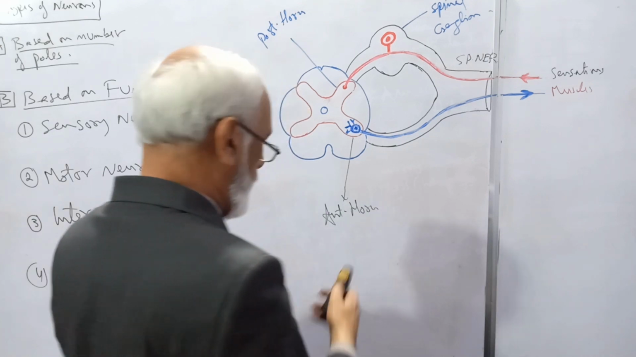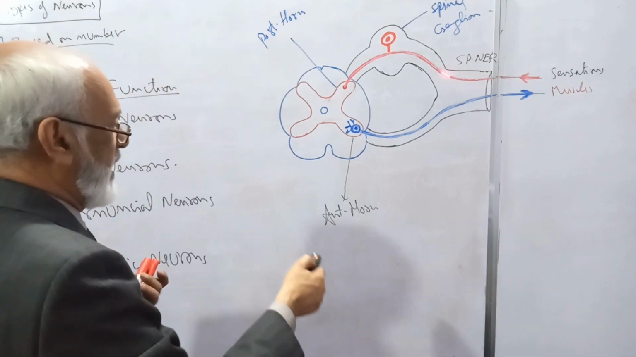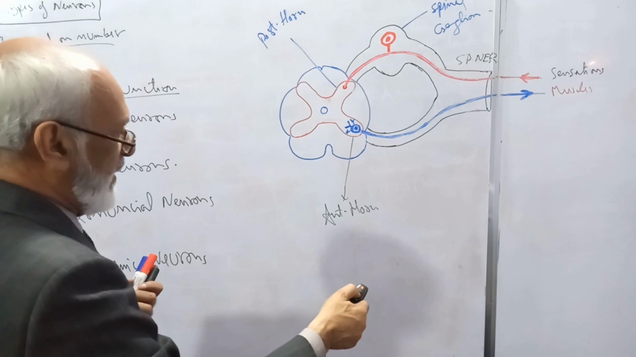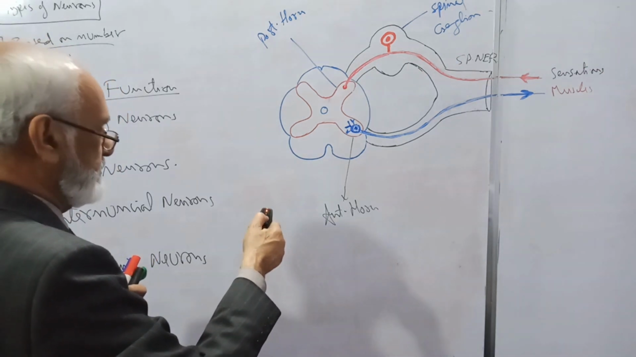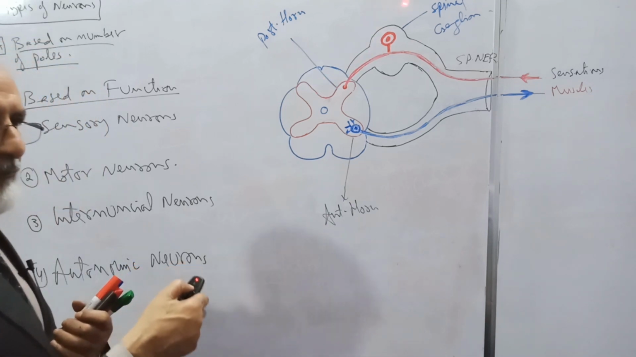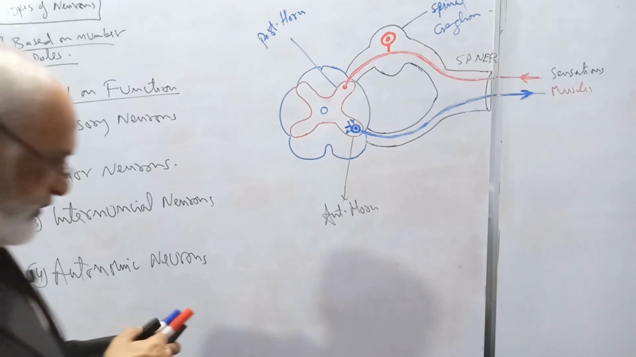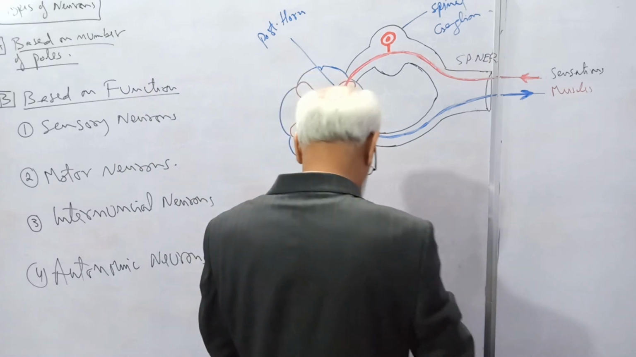So what is this neuron? Which type of neurons are these? Which carry sensations from periphery towards the spinal cord, towards the brainstem, and then to the sensory cortex. So these are sensory neurons.